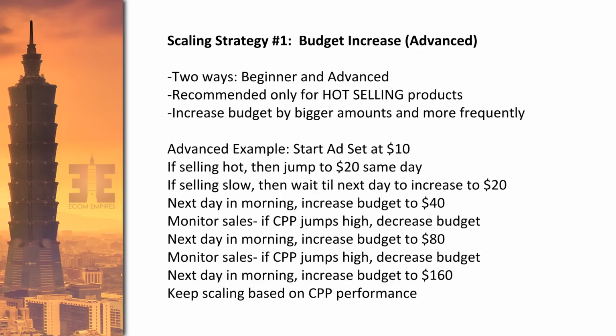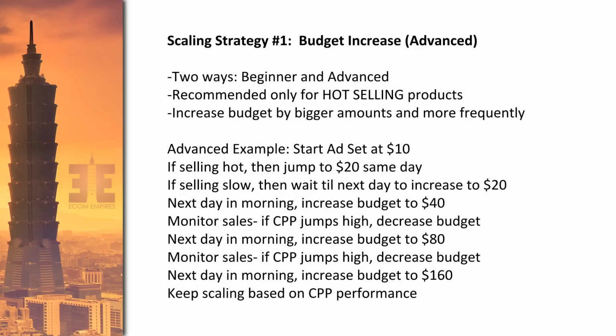Now this is an advanced version of that, okay? And recommended only for hot selling products, right? So as an advanced example, if you start an ad set at $10 and it's selling hot right away, like you launch an ad set for $10, and for me, so I guess my personal opinion on what would be hot, I launch an ad set for $10, I have 2 to 3 sales within that first day, before I even get to the $10, I've had 2 sales, okay? And I have great clicks and I'm getting great engagement on the ad. Then I might jump it to $20 the same day, depending on how much time is left in the day, right?